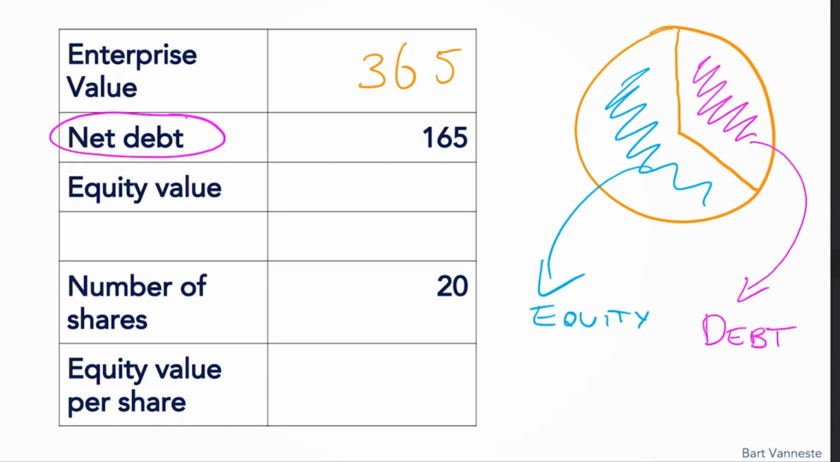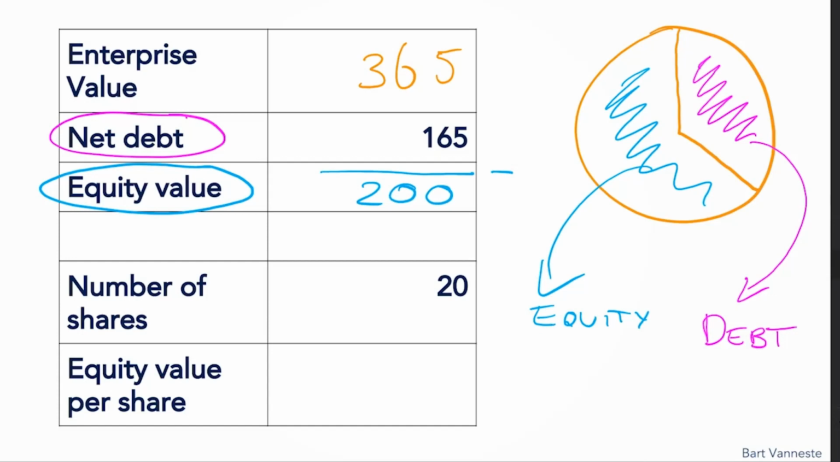that belongs to the shareholders, we refer to that as equity. Now we're interested in calculating the equity value. So if we know the enterprise value, which is the total circle, and we know the portion of net debt, then we can subtract one from another, giving us the equity value. So what we're going to do is we take the 365 minus the 165, giving us an equity value of 200. Now what we've done is we went from the value of the entire enterprise to the value of the equity, that is the value for the shareholders.